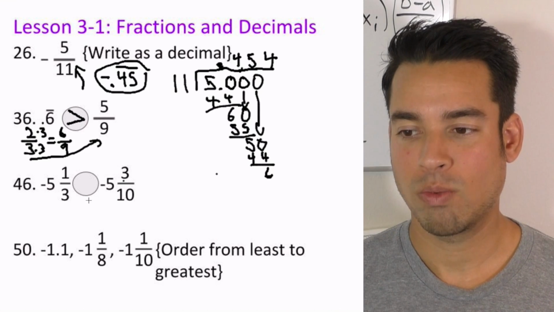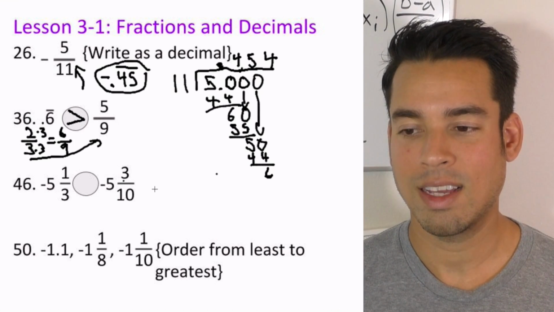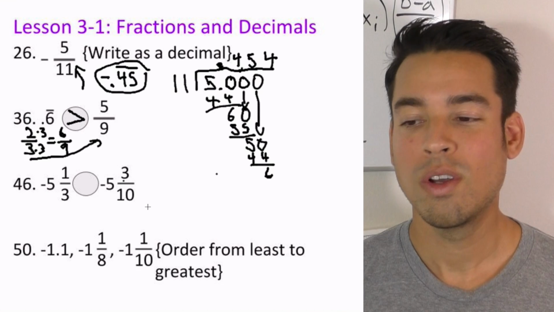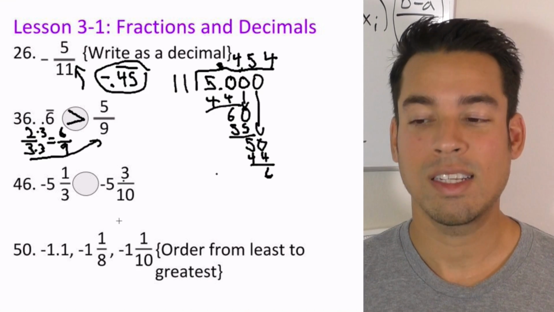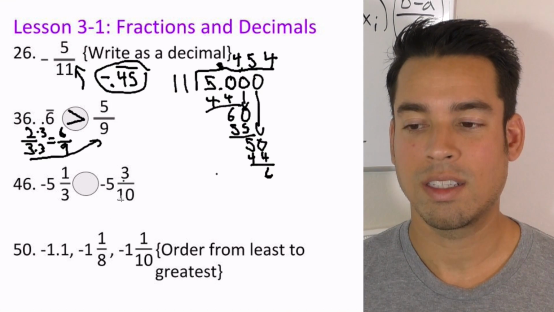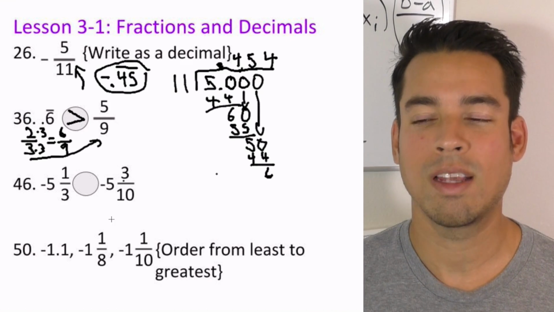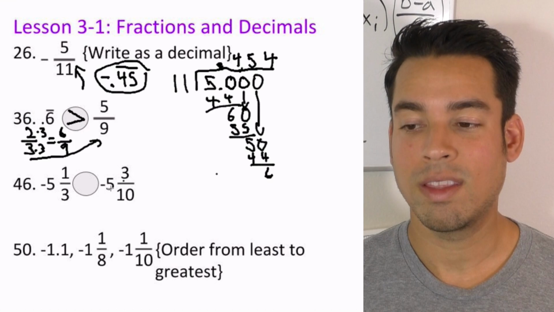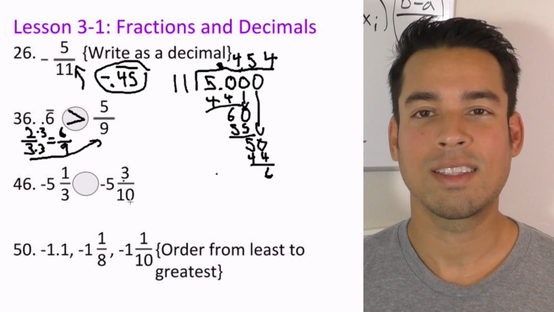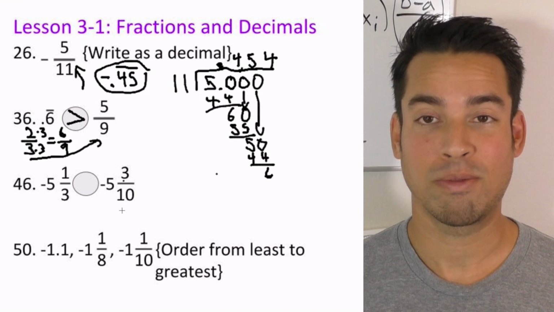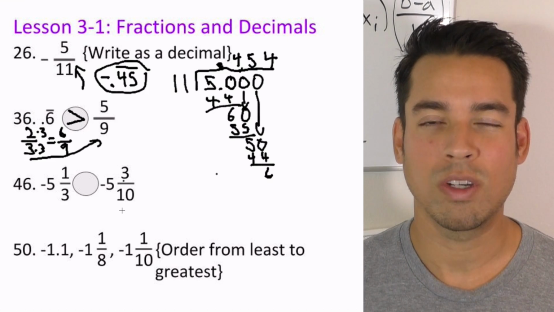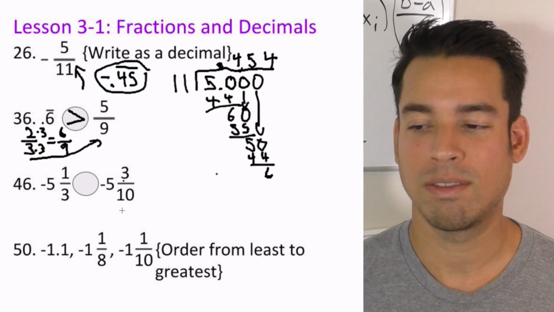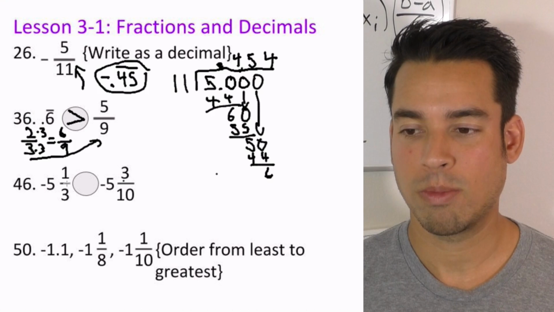We got -5 1/3, -5 3/10. Okay, we can do one of two things. We can look at the decimal equivalents, or we can get common denominators. Let's go common denominators. I think that's a little easier. And also you got to remember these are both negative. So in fact, the one that appears larger, if it were positive, is going to be the smaller one. It's going to be farther to the left of 0, which indicates how small it is.